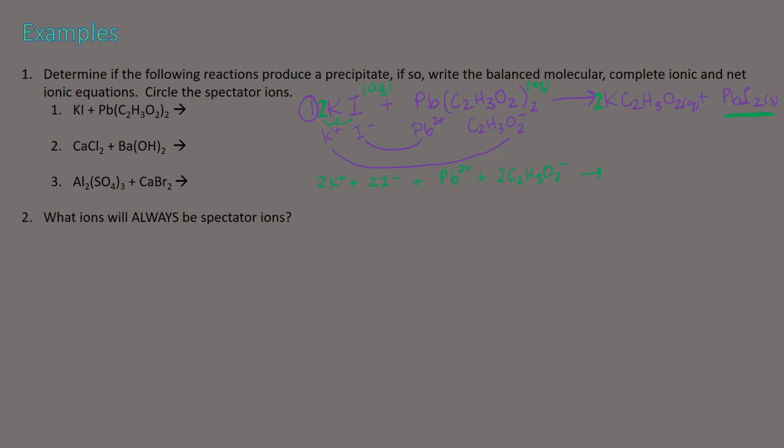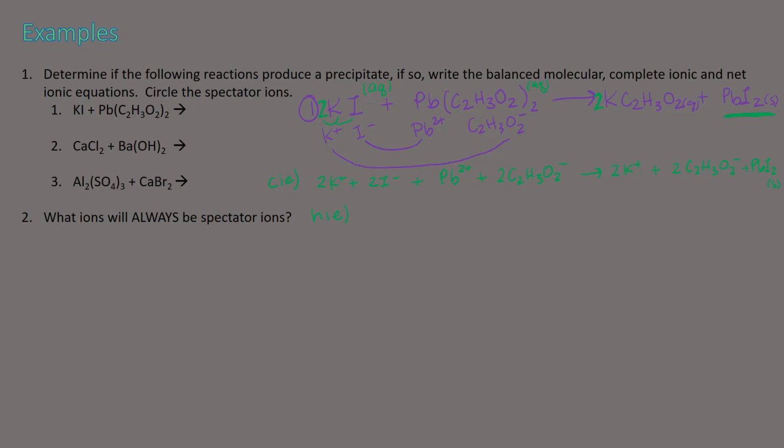And then we will get 2 potassium ions, and 2 acetates, right? And then I've got 1 lead-2 iodide. And that's a solid. So that would be my complete ionic equation, right? And then my net ionic equation is going to be without the spectator ions.